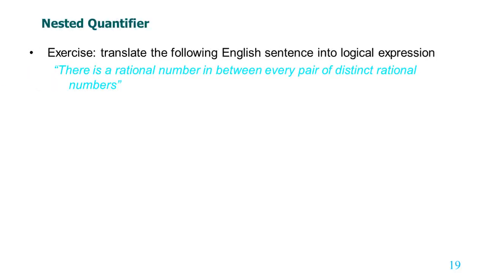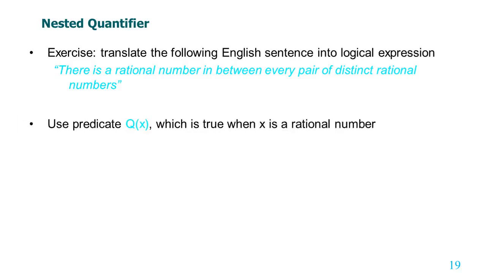Another example exercise: translate the following English sentence into a logical expression. There is a rational number in between every pair of distinct rational numbers. Q(x) denotes that x is a rational number. We define a formula for this using nested quantifiers. For all x and for all y, Q(x), that means x is a rational number, and Q(y), y is a rational number, and x is less than y.